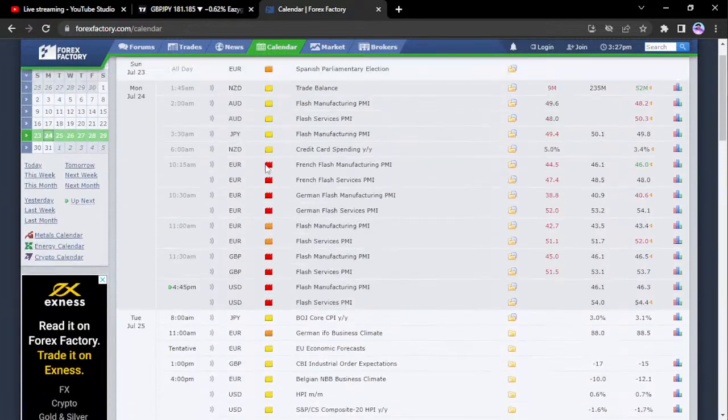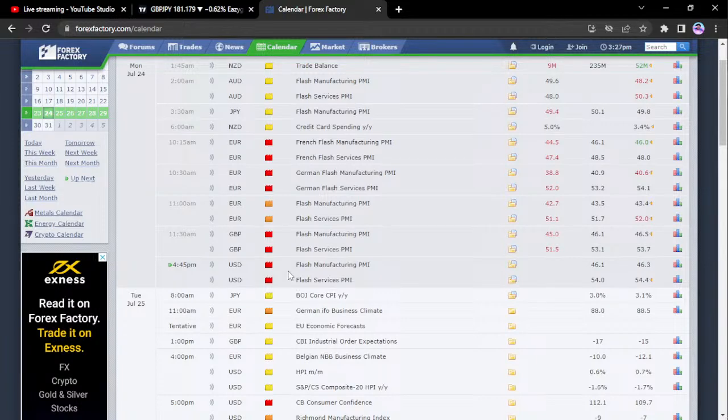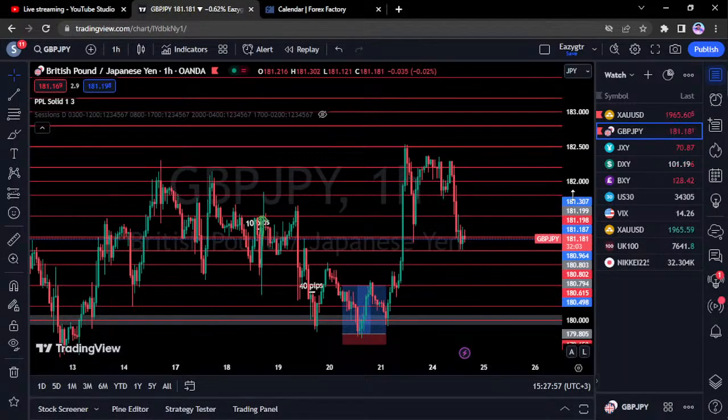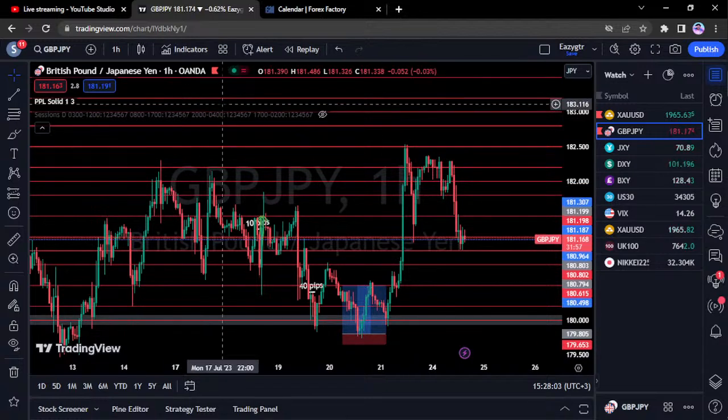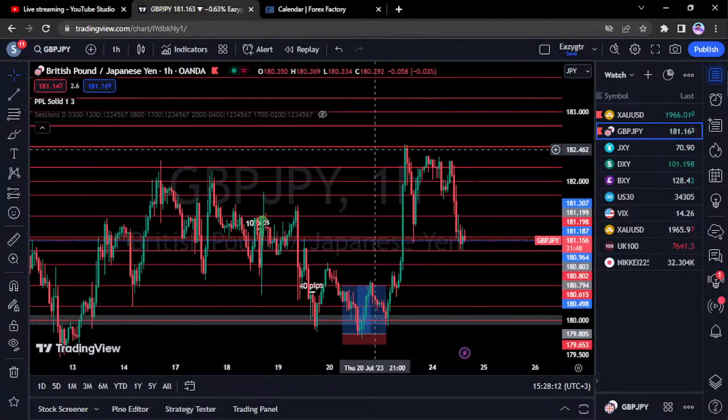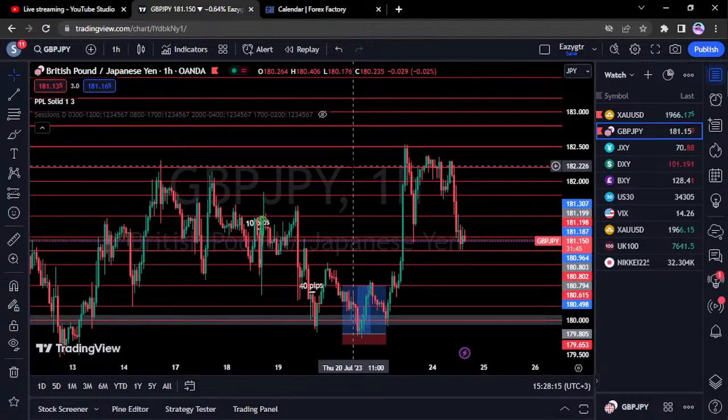So it's a Monday, and we're expecting the flash manufacturing PMI data and flash services PMI for the dollar, which will be with us in the next 1 hour. I'm not sure if I'm going to be live when the data is being released, but I want to give you the trade ideas I'll be looking at during the release of the services and manufacturing PMI data.